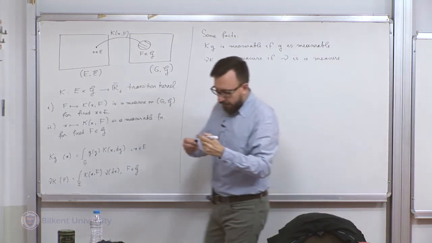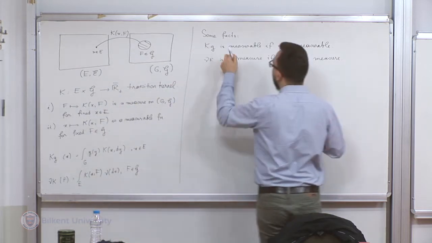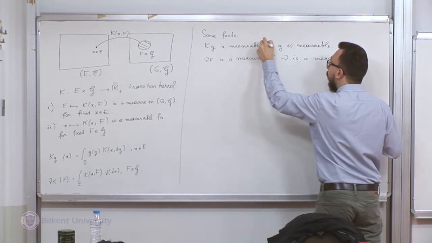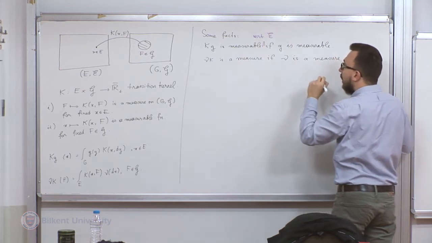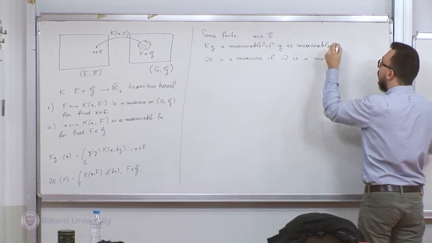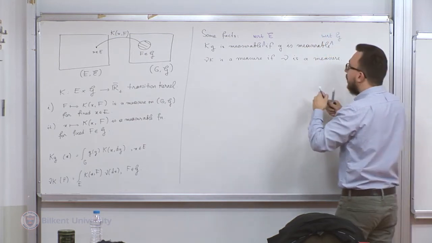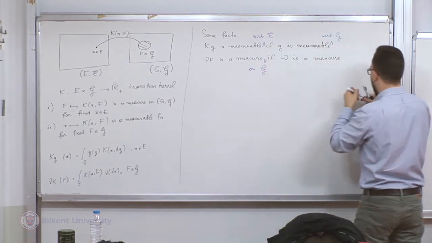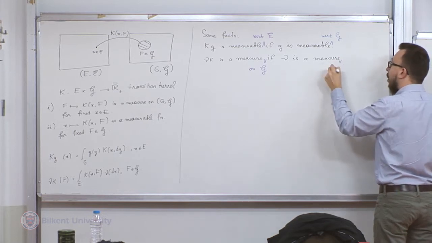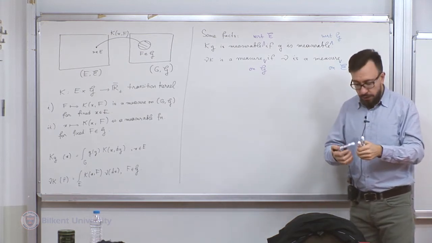Okay? But we have to tell the spaces. So this is measurable with respect to script E, whereas this is measurability with respect to script G. This is a measure on the second space, whereas this is a measure on the first space. So it changes the space when you do this operation.